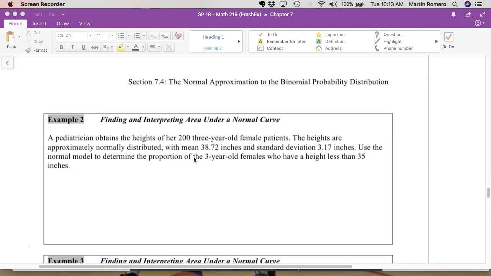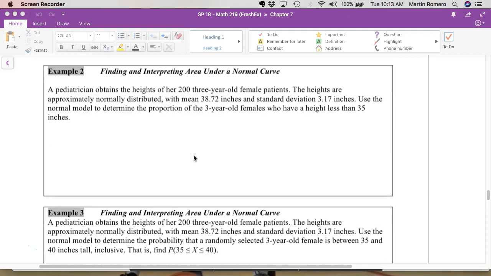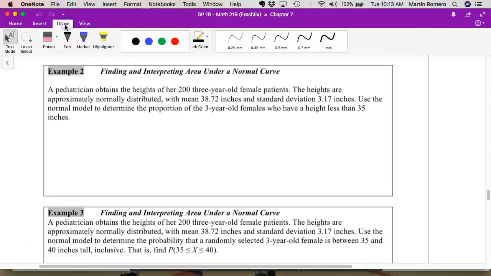And so now we're going to apply this. So I just have examples. Let's do examples. Have your StatCrunch ready to go so you can practice this yourself too. So here's the first problem we're going to look at. A pediatrician obtains heights of her 200 3-year-old female patients. So notice here we have a sample, but we don't have the data.